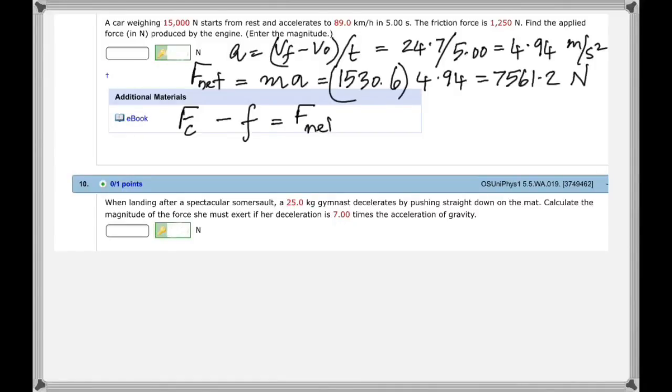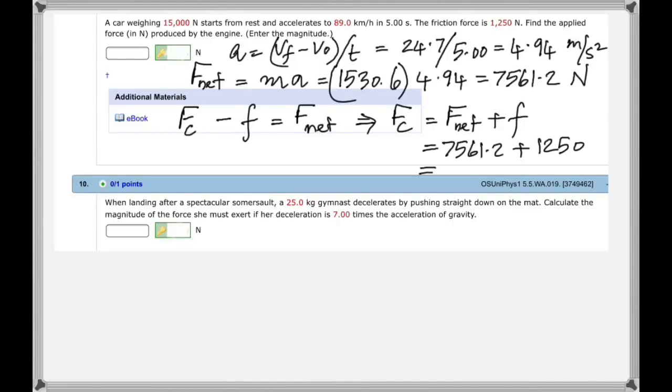And then you know that the force applied by the car, take away the frictional force, is the net force, because friction is opposite always. So that gives you the force applied by the car. When you add those two numbers, you get 8,811 newtons. Of course, I'm trying to go through this as fast as possible, but you know you can pause it at any point. So let's keep moving.